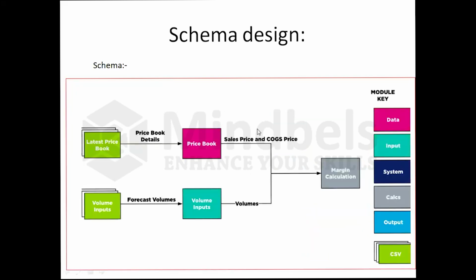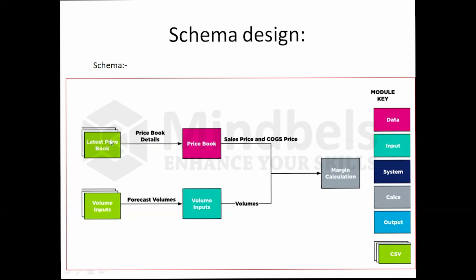So this is one of the high level model schemas. If you can see here, they are showing the key. Similarly, you need to also create one whatever you will be submitting. So the key they are representing in this color. They are saying this is your data module, this is input, this is system, this is calculation, this is output, and this is CSV.